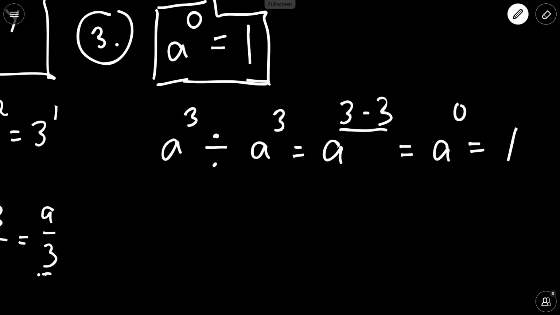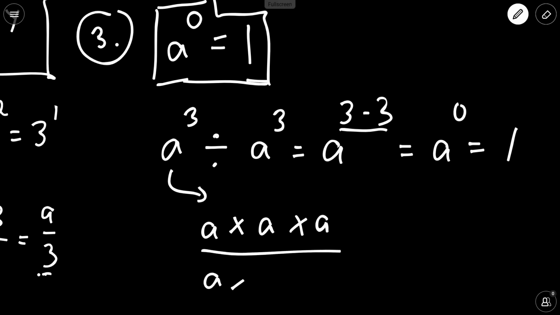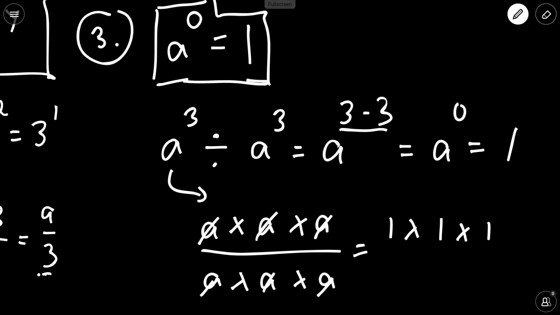Why does that give us 1? Let's write this as our fraction again: a times a times a over a times a times a, all multiplied with each other. Like I just said earlier, any number divided by itself gives us 1. So that would give us 1 times 1 times 1 at the top, 1 times 1 times 1 at the bottom, and 1 times 1 times 1 is always 1.